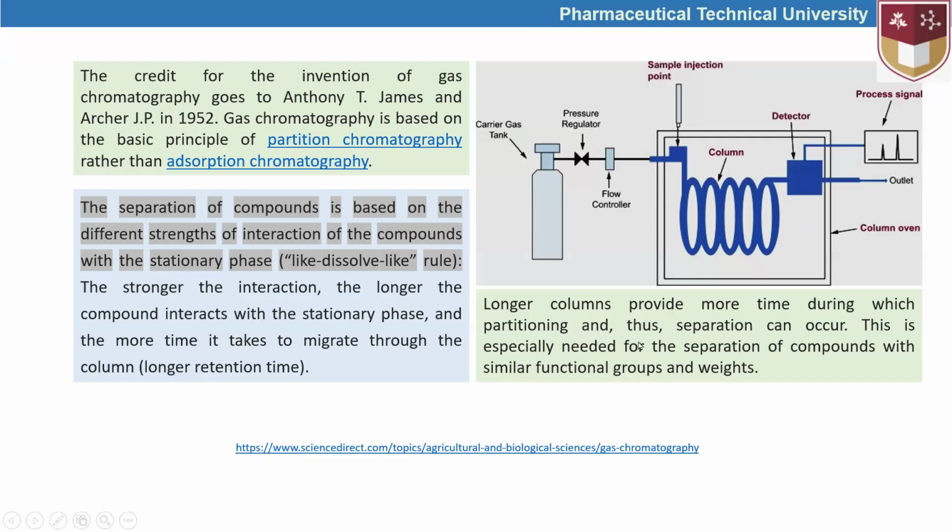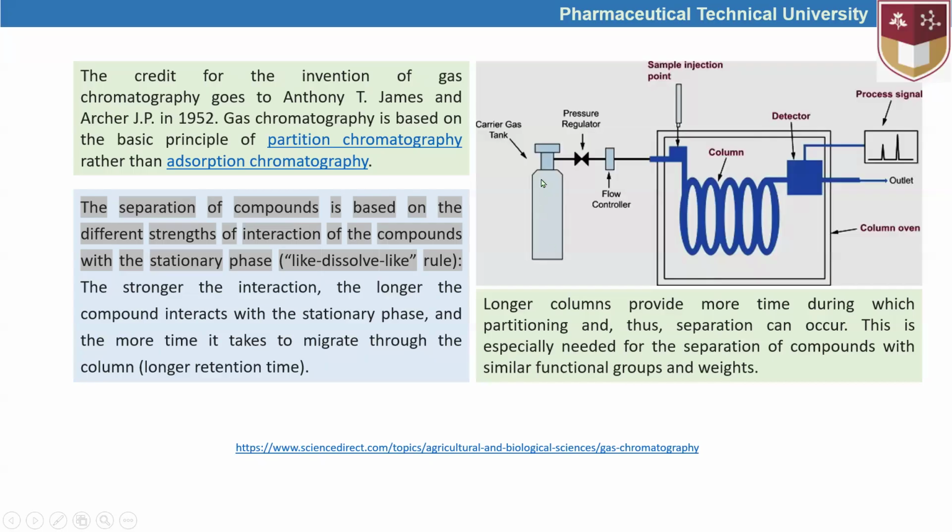And longer columns provide more time during which partitioning, and thus separation, can occur. This is especially needed for the separation of compounds with similar functional groups. We are going to talk about functional groups a bit later. So again, the mechanism is not very complex.